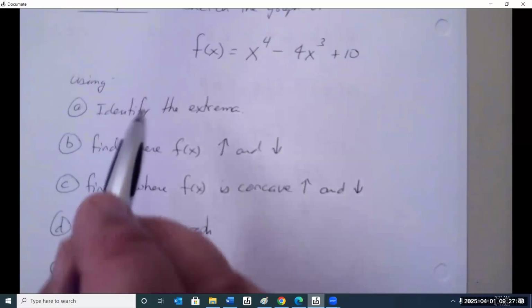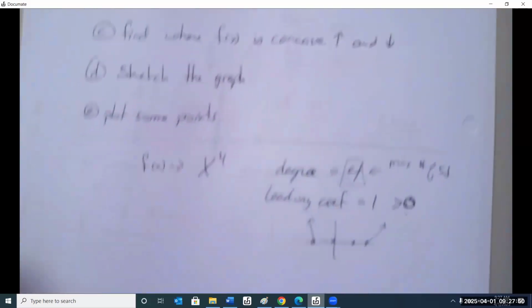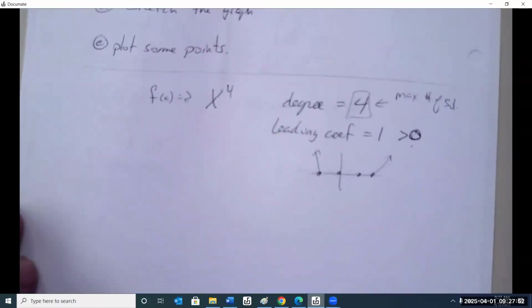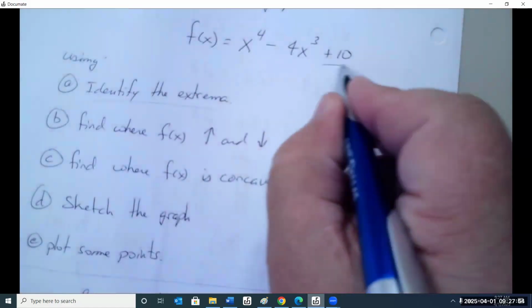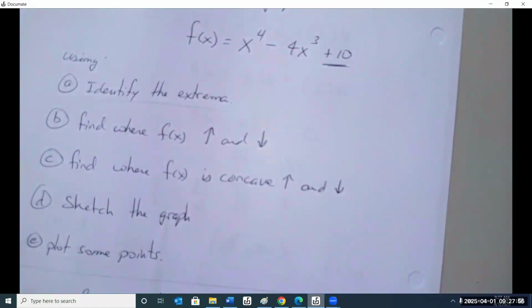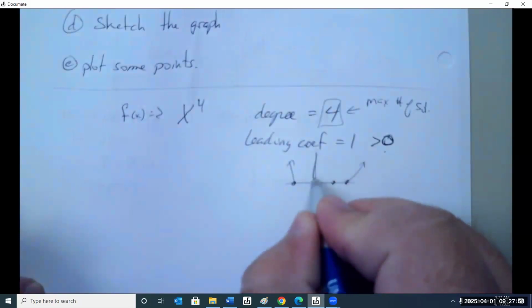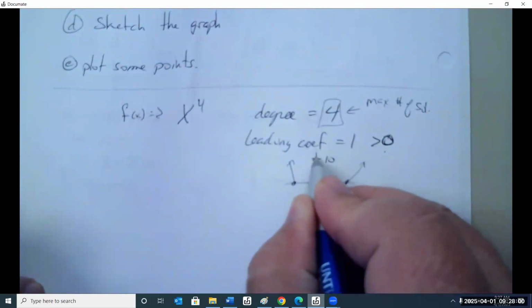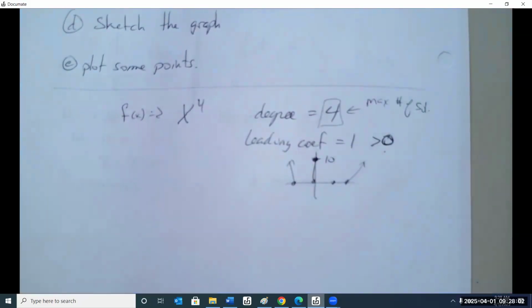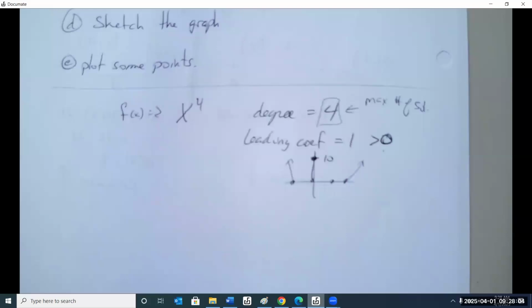So now we have identified the extrema. How do we identify the extrema? Actually, what else do we know? We know the y-intercept is 10. We know it has to cross through 10. That's the only thing we know, and we know the end behavior has to be the same.